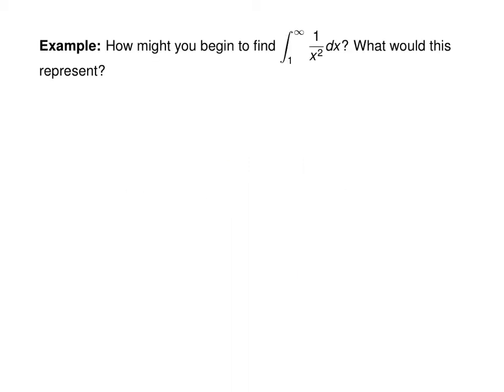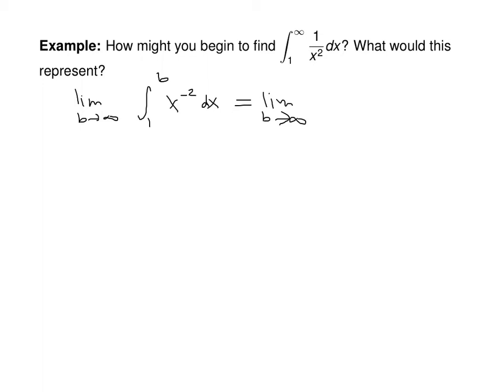Alright, let's start with how you might begin to find the integral from 1 to infinity of 1 over x squared dx. So you know how to find integrals when the bounds are numbers. So what we can do is find the integral from 1 to a number b instead. Let's just make that x to the -2. And then we can take a limit as b goes to infinity. And that's going to give us the value of that integral. So now we have the limit as b goes to infinity.